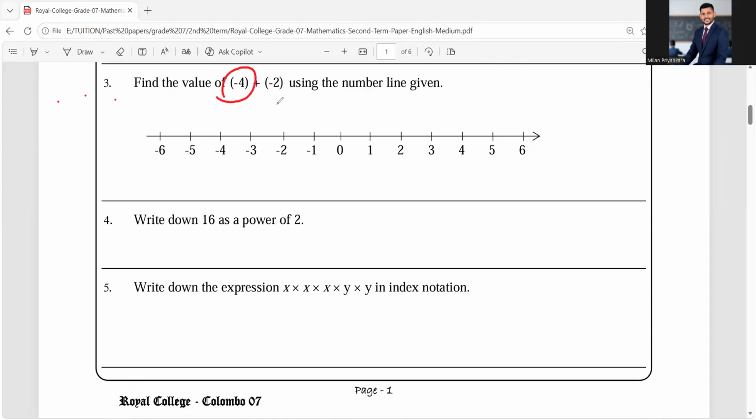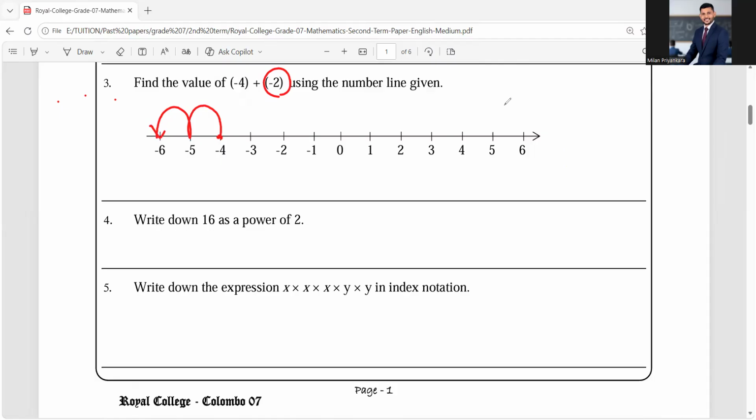Start with the first number. When you are adding, go to the direction of the second number. Start on the first number, go to the direction of the second number. What is the second number? It is 2, that means it is -2, right? Then the direction is left side. So the number of steps is equal to this number, right? That means 2 steps to the left side. 1, 2. Okay, you end up at the answer.